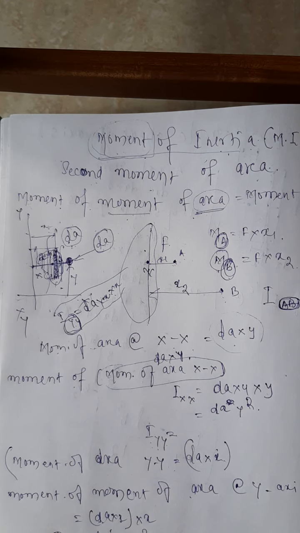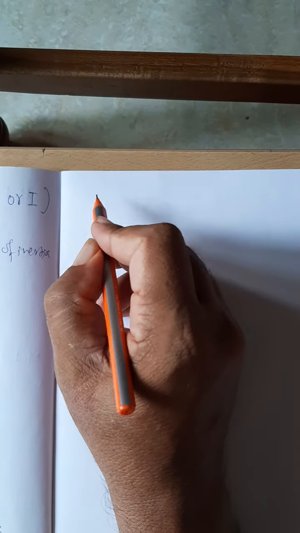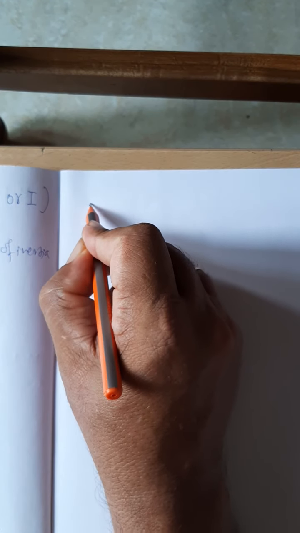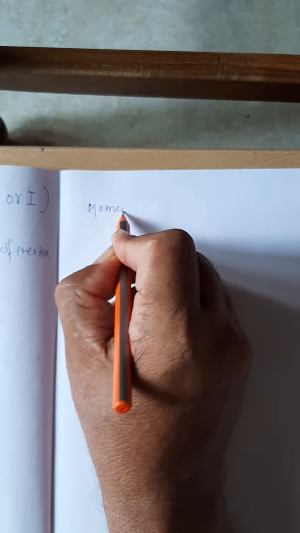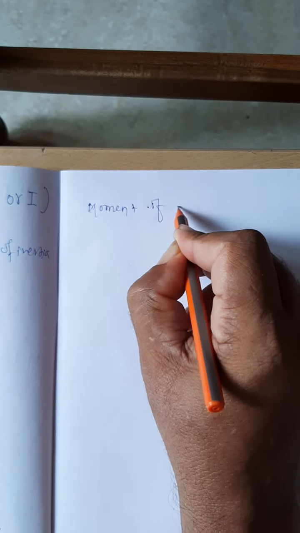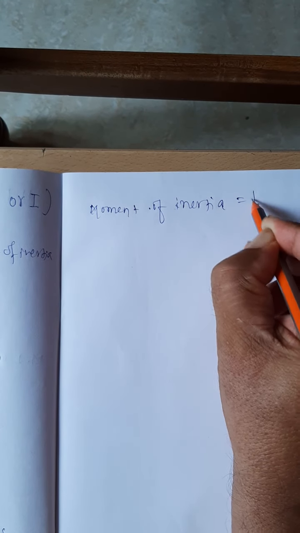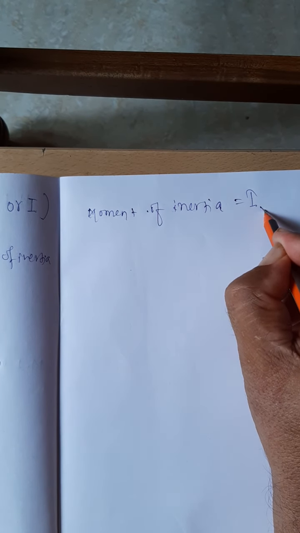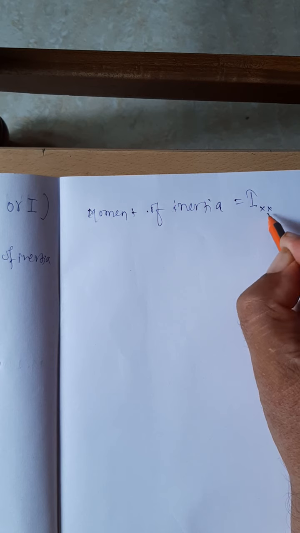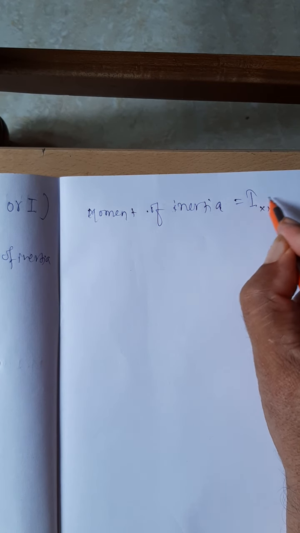First, in this module, under the heading moment of inertia, we are studying the moment of inertia of some standard figures from the basic principle. What is the basic principle? The basic definition of moment of inertia: moment of inertia about any line, say Ixx, is equal to what?